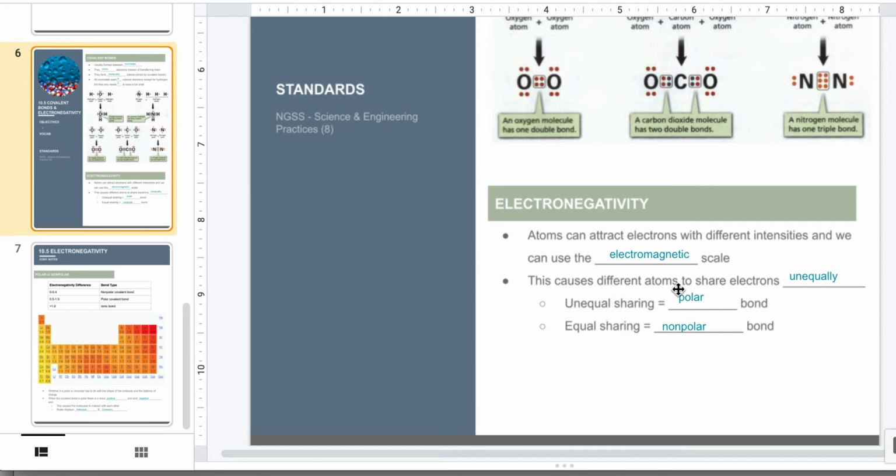So this causes different atoms to share electrons unequally. When we have unequal sharing, it's a polar bond, whereas when we have equal sharing, it's nonpolar. Okay, so in terms of polar, our Earth is polar in that it has a north and a south side, at the poles of the Earth, okay, that is positive and negative. So that's what we're going to see: there's going to be a positive side and a negative side to these molecules.